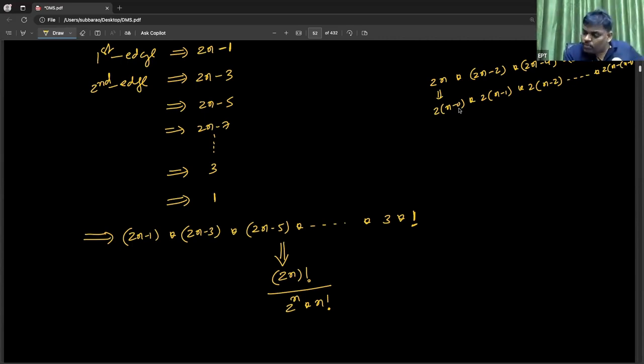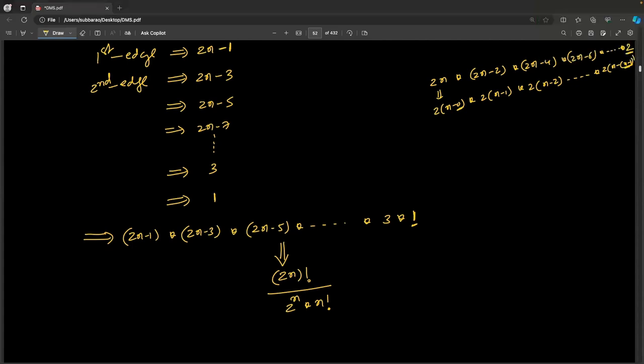Now, can you observe 0 to n minus 1? How many are there? Here 0, here 1, here 2, here 3, up to n minus 1. 0 to n minus 1 means definitely n terms. So everywhere 2 is multiplied. It became 2 into 2 into 2 into n times, so 2 power n.